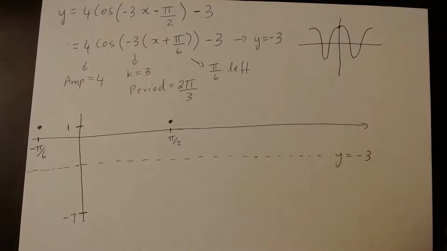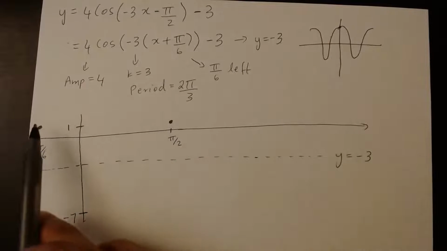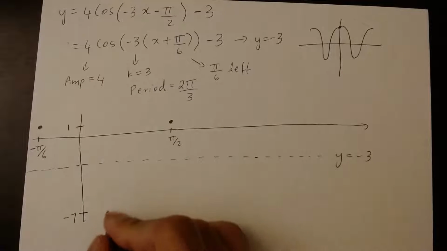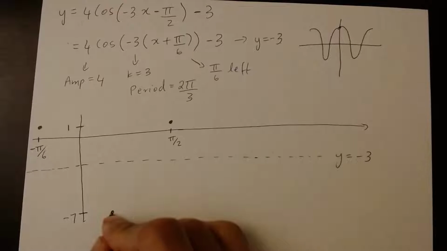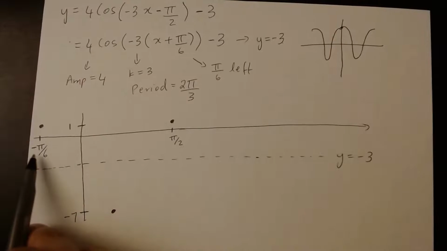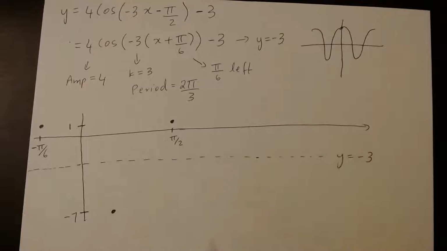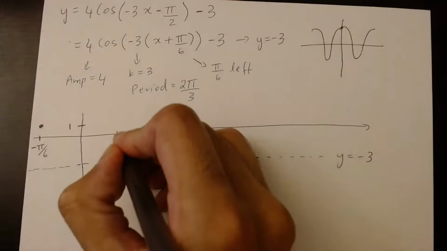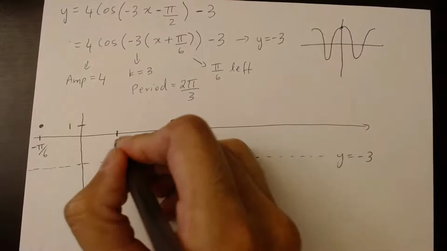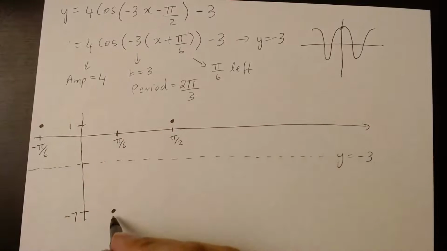Now I know that directly between the two maximums is my minimum, and I'll use my midpoint equation. So I'll do the midpoint of these two. So -pi over 6 plus pi over 2 divided by 2 is just positive pi over 6. So pi over 6 here is my minimum.